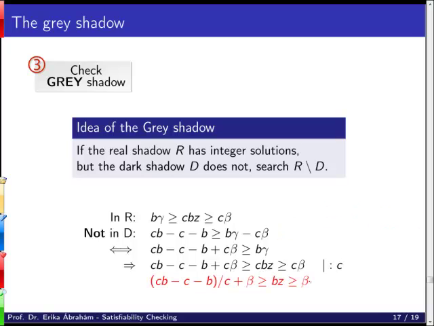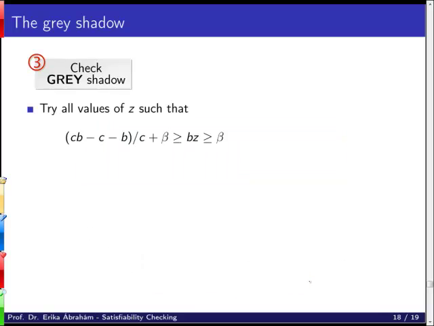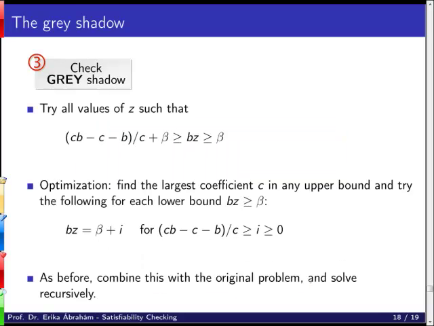So I can reformulate it to compute how to list all possible integer values in this interval. I just divide by c both sides. This is from the previous slide. And now I need all possible values which lie between these two bounds. And how do I do this? First, I can try all. An optimization is that first I search for the largest coefficient c in any upper bound.